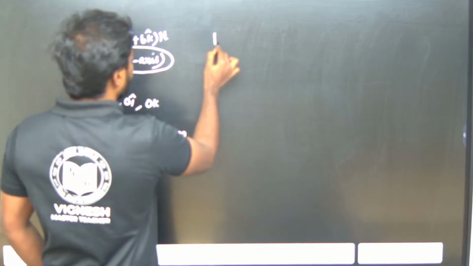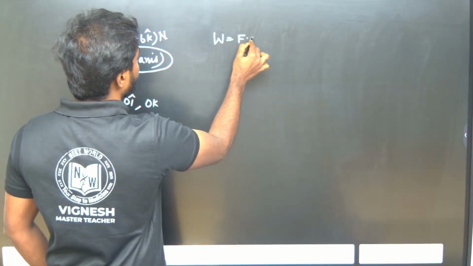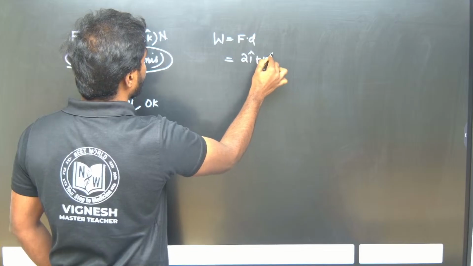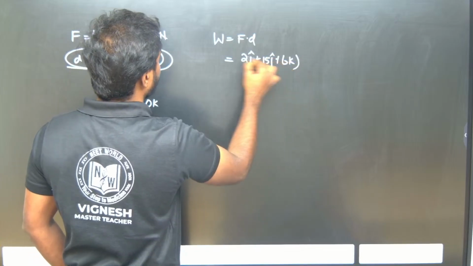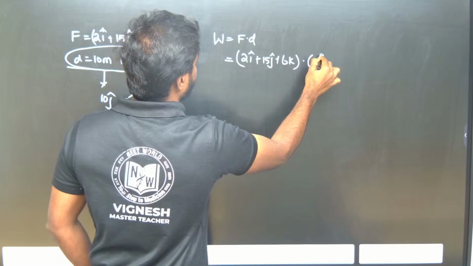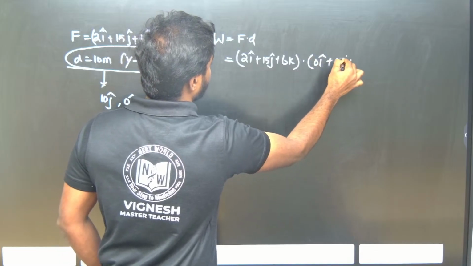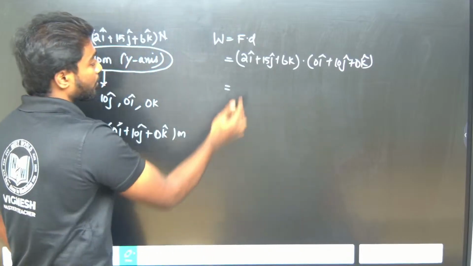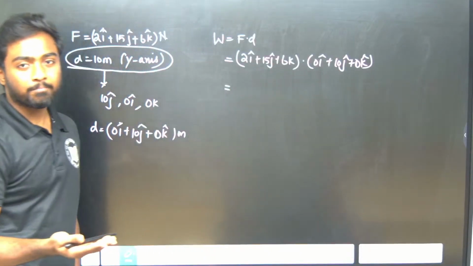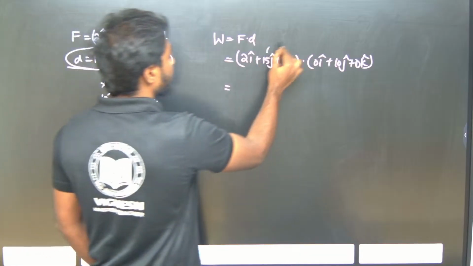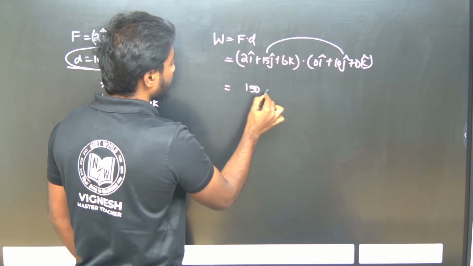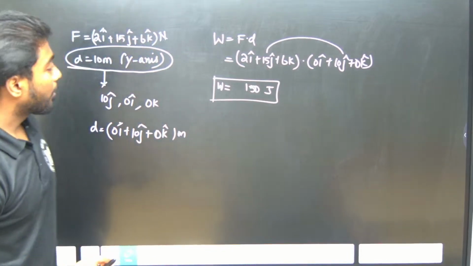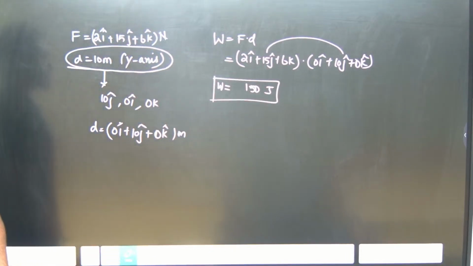Now work done, W is equal to F dot D. So what is F? 2i cap plus 15j cap plus 6k cap dot 0i cap plus 10j cap plus 0k cap. So i cap and k cap, no use of that, only j cap. So 150 joules is the answer. This is how we will solve such type of problems.